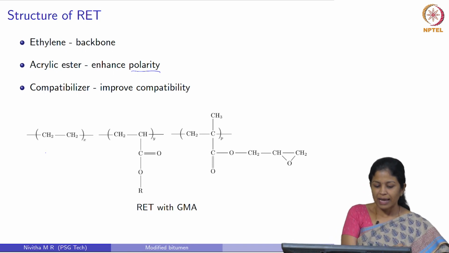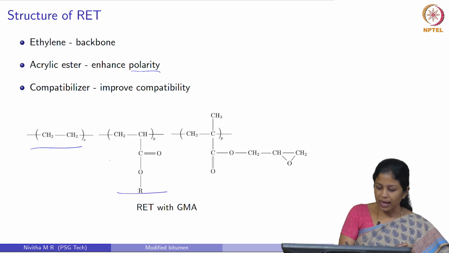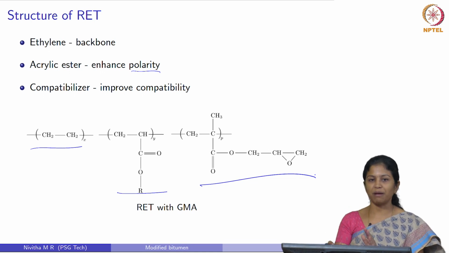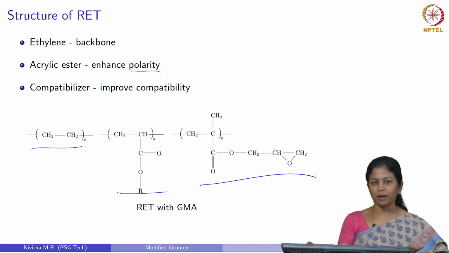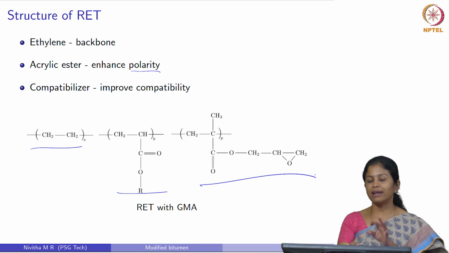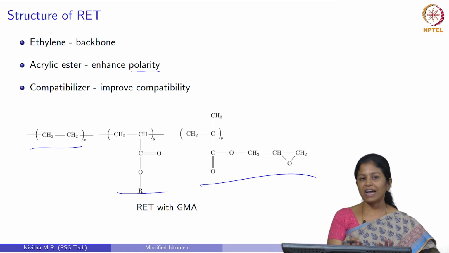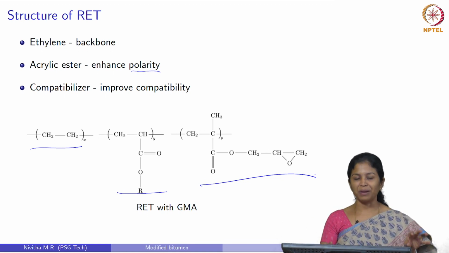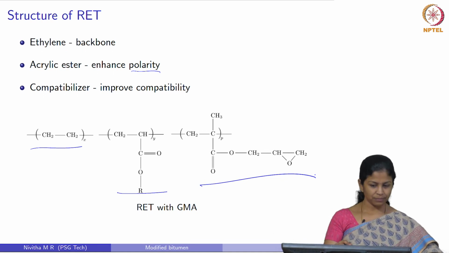So, this is ethylene chain, this is the acrylic ester and then this is the compatibilizer. So, these are three components which are present in a reactive ethylene terpolymer. It is not necessary that ethylene has to be modified only in this specific manner. There can be different ways in which we can modify a normal plastomer. The ultimate aim is to add polarity and improve its compatibility with bitumen.